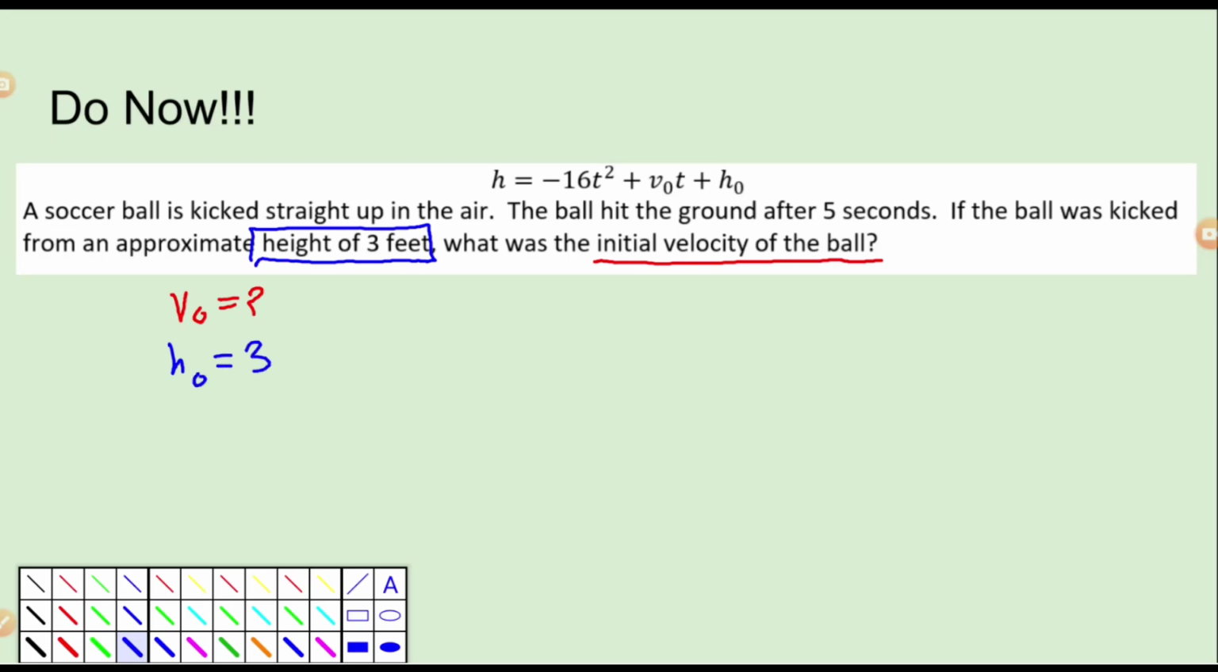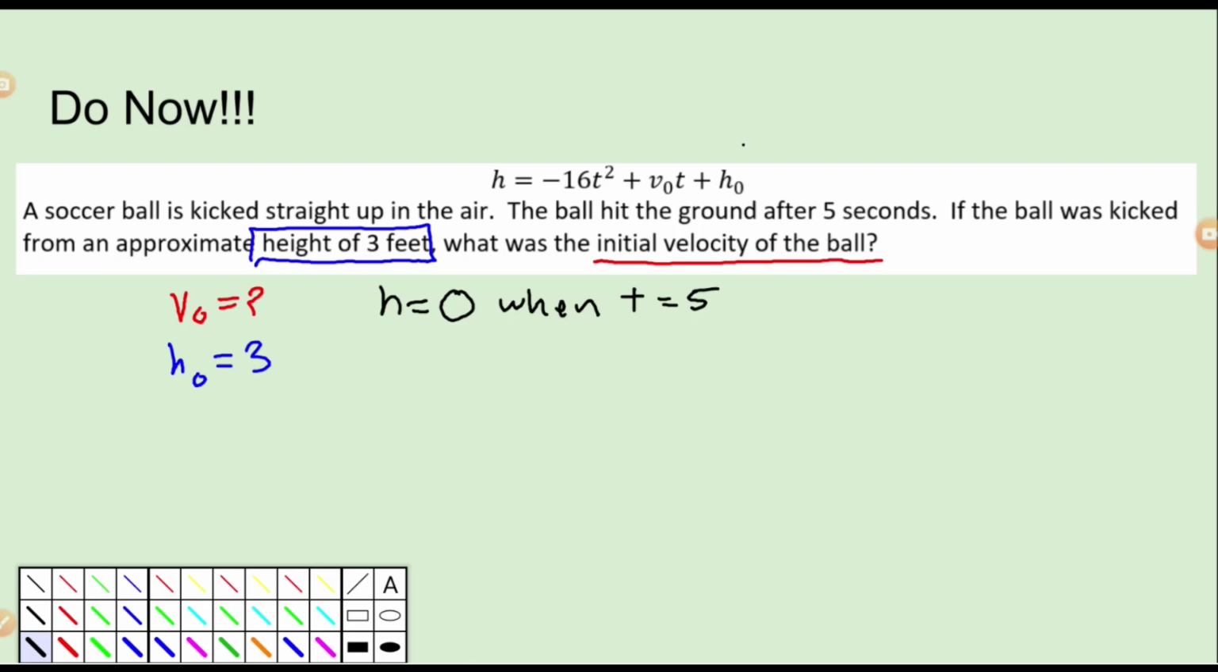All right, so let's see if we can figure out what we're trying to do here. Also, we know the ball is on the ground, so the ball should be at a height of 0 when t equals 5. Does that make sense? Because it says the ball hit the ground after 5 seconds. That means the height was 0 when time is 5. All right, so now we should be able to solve this problem, no problem.